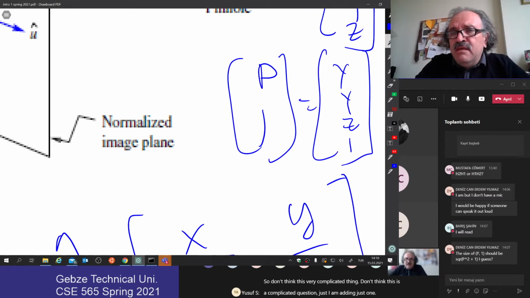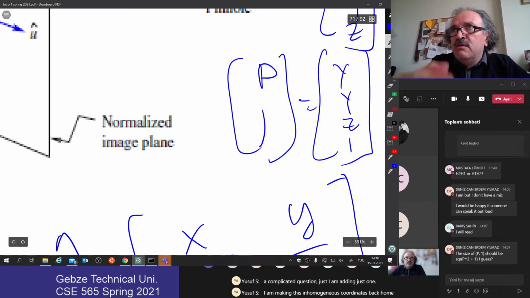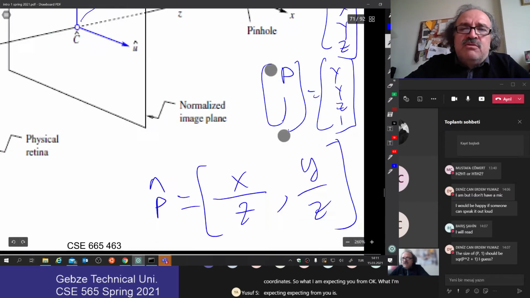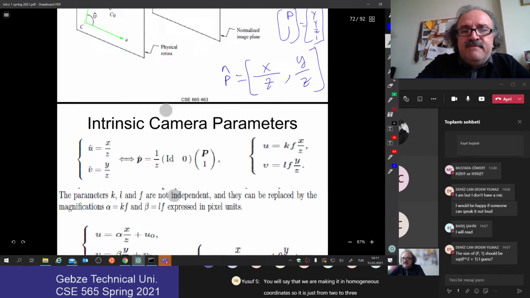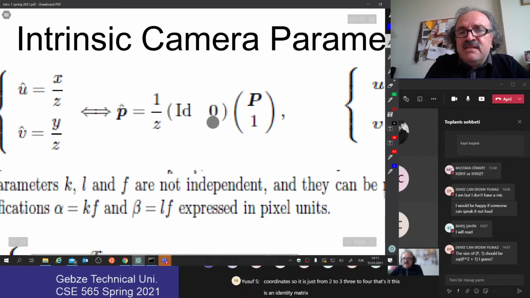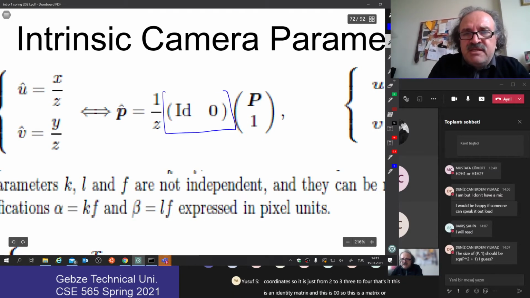I am making this inhomogeneous coordinate a homogeneous coordinate. What I am expecting from you is that you will say we are making it a homogeneous coordinate. So it is just from 3 to 4. That's it. This is an identity matrix, and this is 0, 0. So this is a matrix. Tell me the size of this matrix now.